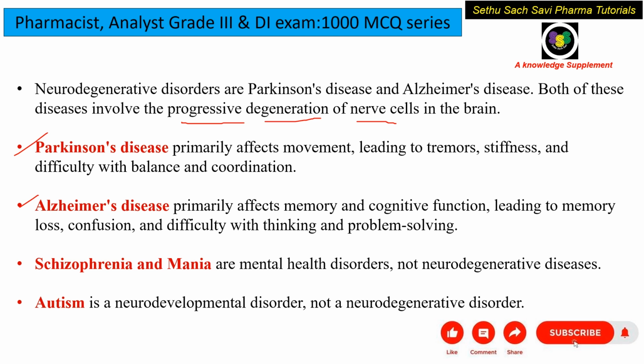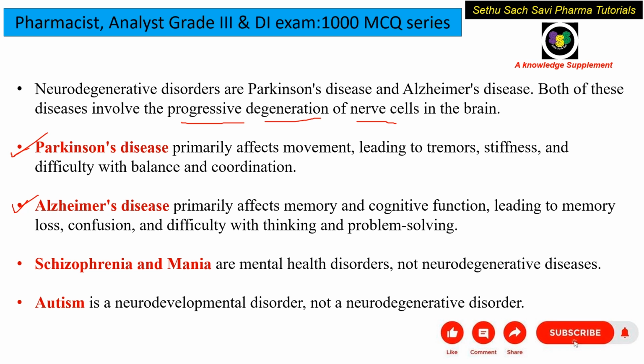So in Parkinson's, as we know, the movement is affected; there are tremors, stiffness, and difficulty in balance. So this is a neurodegenerative disease where degeneration of the neurons is taking place. In Alzheimer's also, as a result of this degeneration, there is memory loss, cognitive function is affected, and there are various confusions, walking difficulties and problems with problem solving ability. All these cognitive problems come in Alzheimer's.